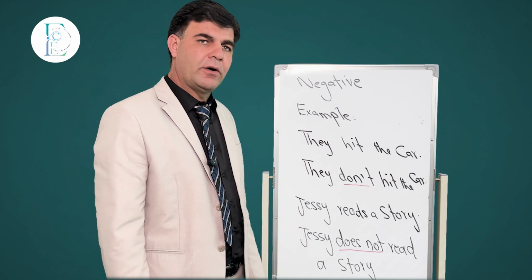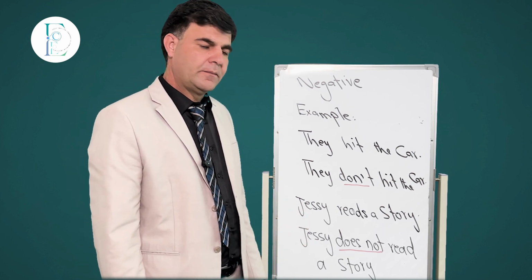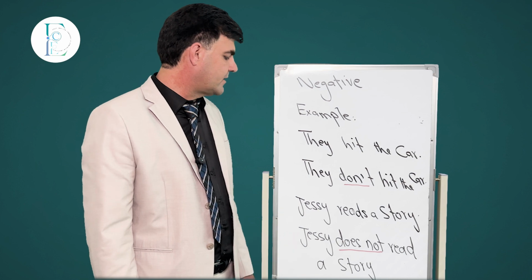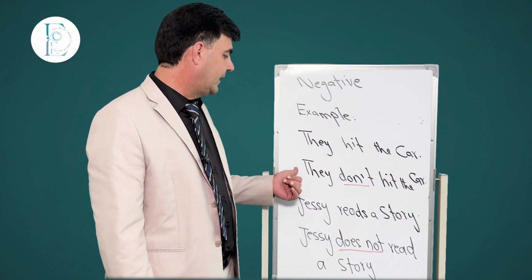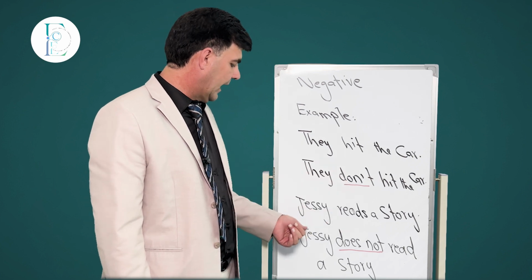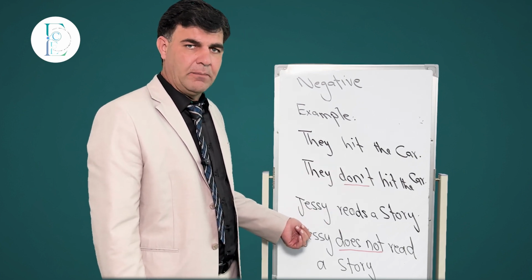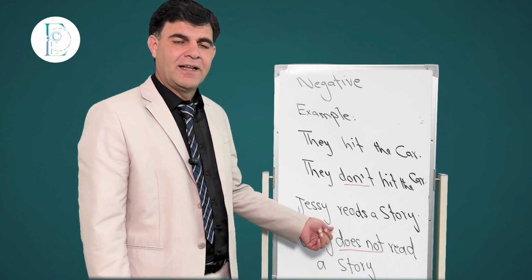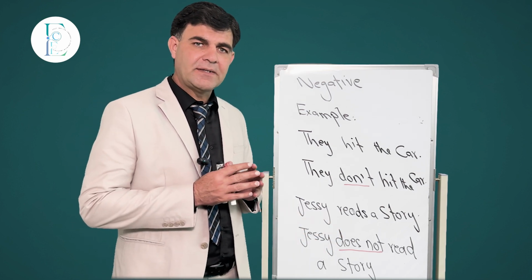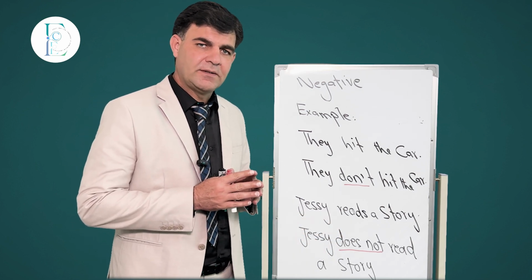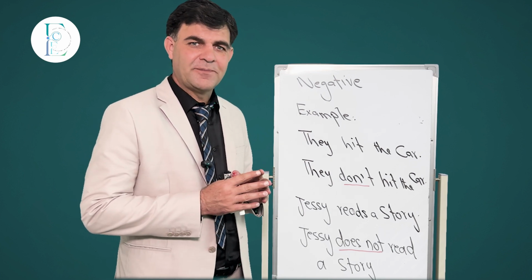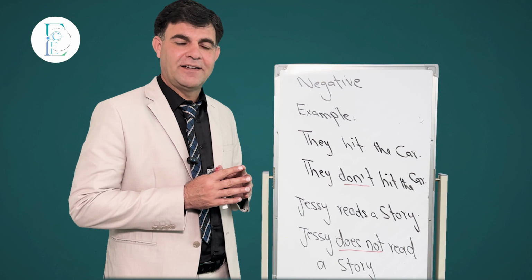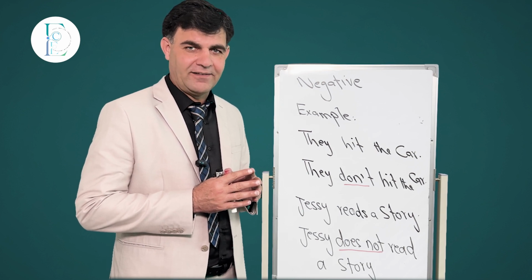Jesse reads a story. Jesse does not read a story. So, with they, do not, and with Jesse, it's a singular name, does not. Present simple tense, rules, points, questions, answers, with examples, everything is clear, I hope.